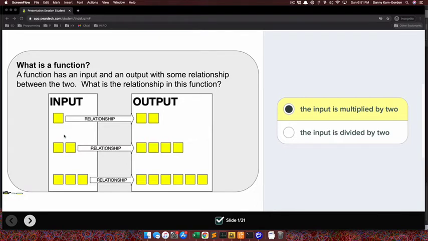On this one, it goes from 2, and then there's some kind of relationship between them, and it goes to 4. The last one goes from 3 to 6. And you'll notice each time it's doubling from 1 to 2, from 2 to 4, and from 3 to 6. Therefore, the input we're going to mark here is being multiplied by 2. That's the correct answer for this question.